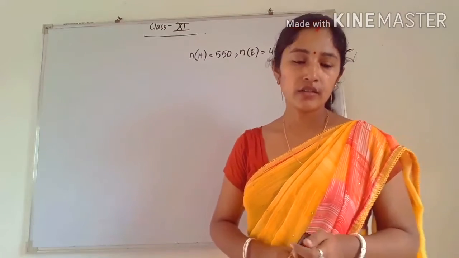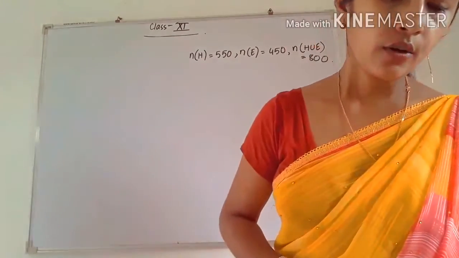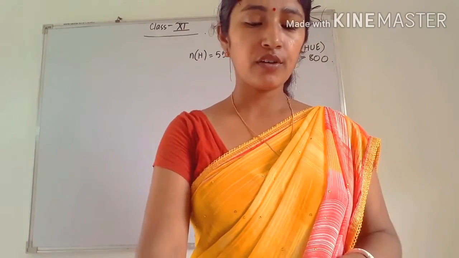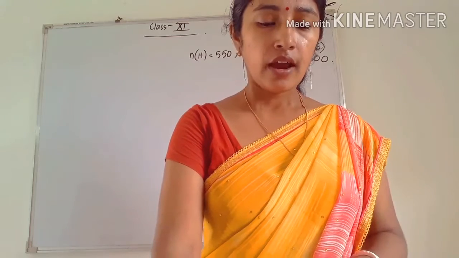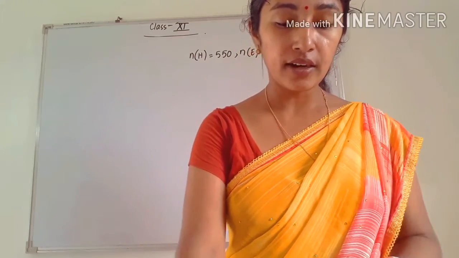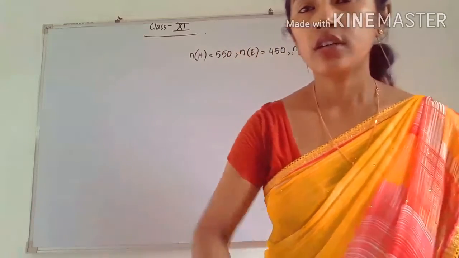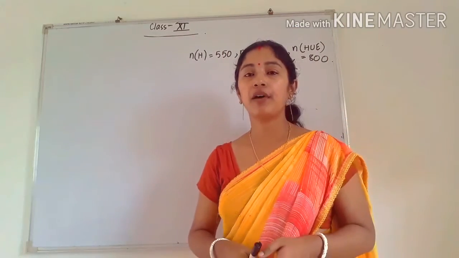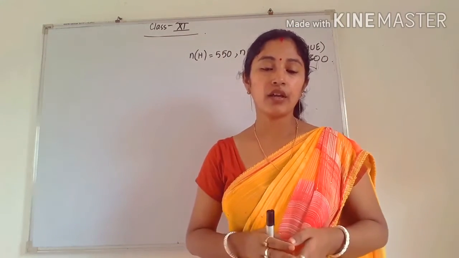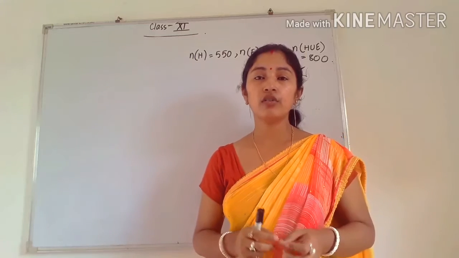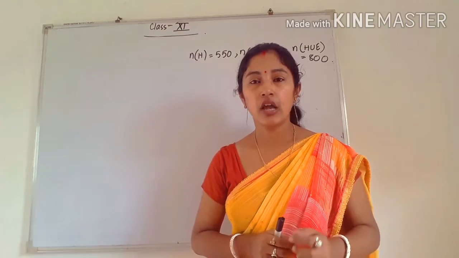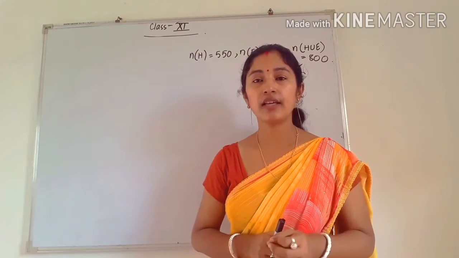Okay, so here, the first question is: in a group of 800 people, 550 can speak Hindi and 450 can speak English. How many can speak both Hindi and English? So it is given that there is a group of 800 people. Here I will denote the Hindi speaking people as H and English speaking people as E.